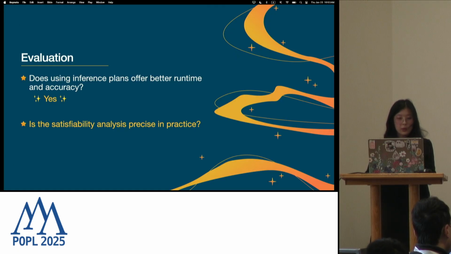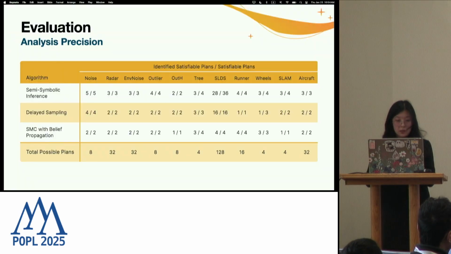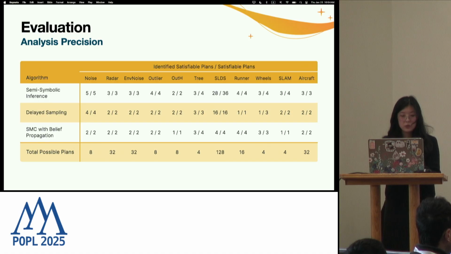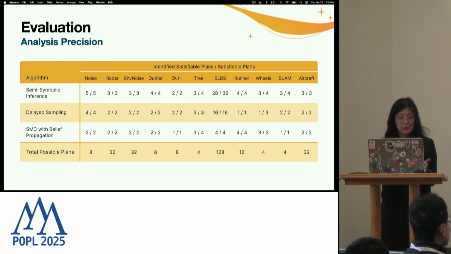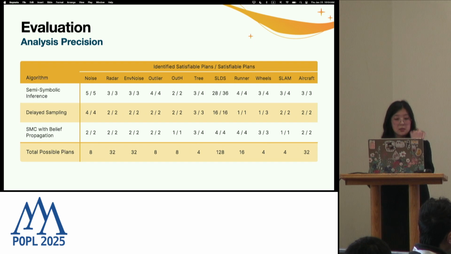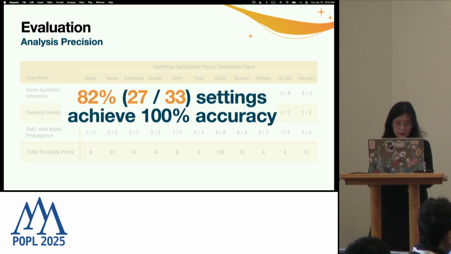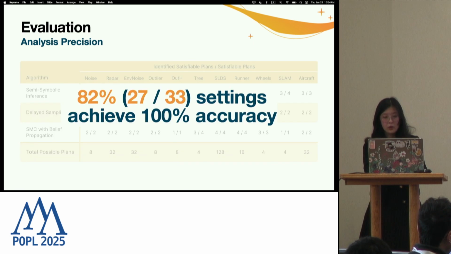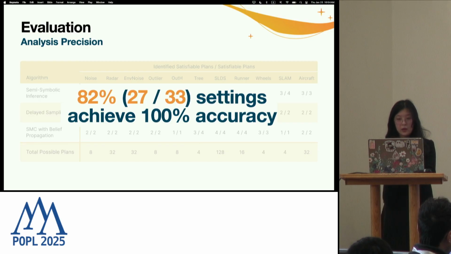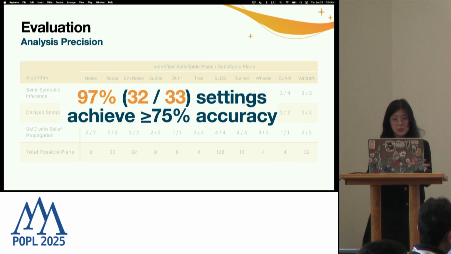And the second question we want to ask is, is the satisfiability analysis precise in practice? So we ran the analysis on a suite of benchmarks. For each benchmark and algorithm, we counted the total number of satisfiable inference plans and the number of satisfiable plans that were identified by the analysis. So overall, we found that the analysis perfectly identified all the satisfiable plans in 27 out of the 33 settings. And in 32 out of the 33, it achieves at least 75% accuracy.